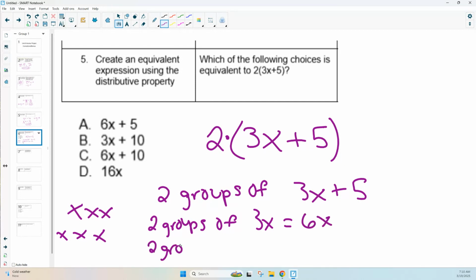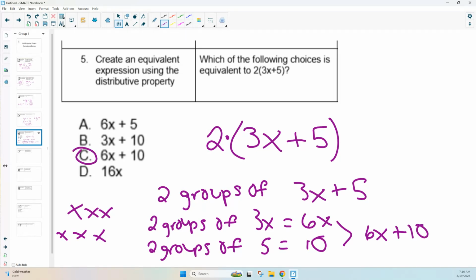2 groups of 5, that would be 10. So our new expression would be 6 x's plus 10. And that is option C. All right, let's keep going.